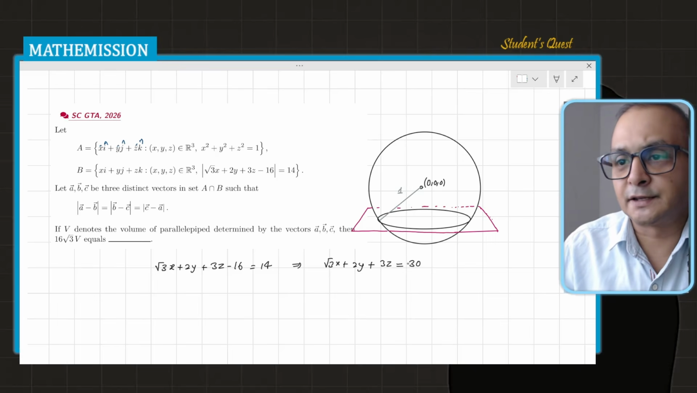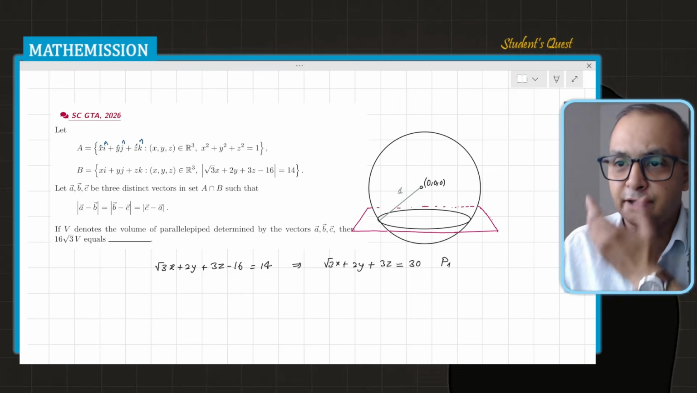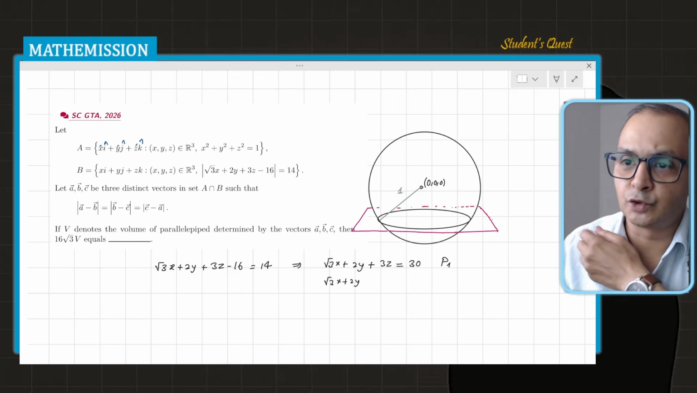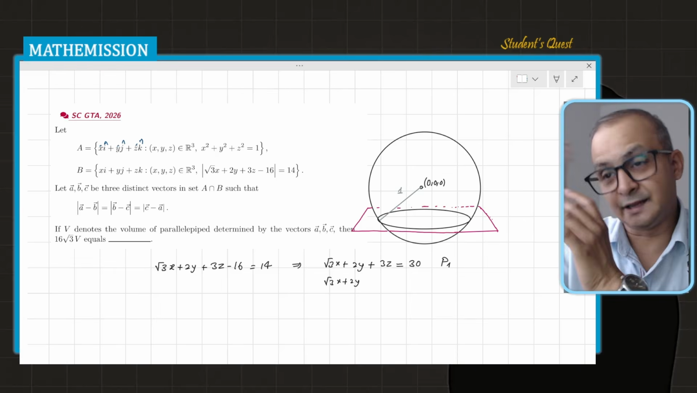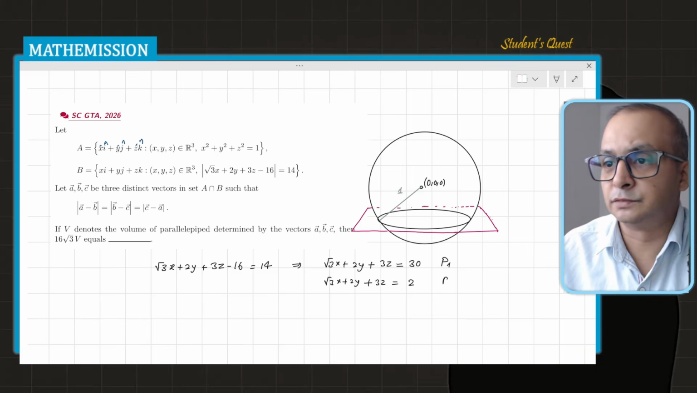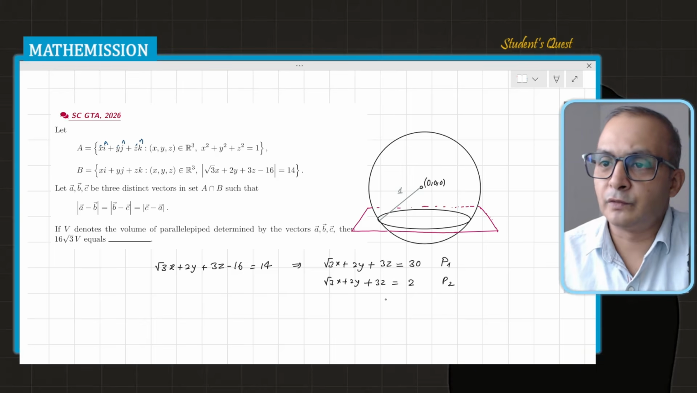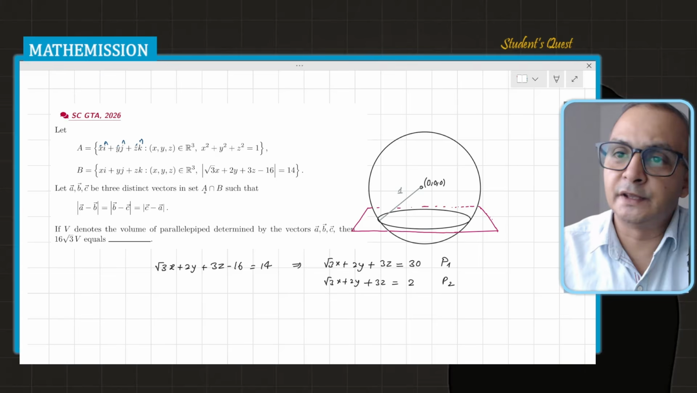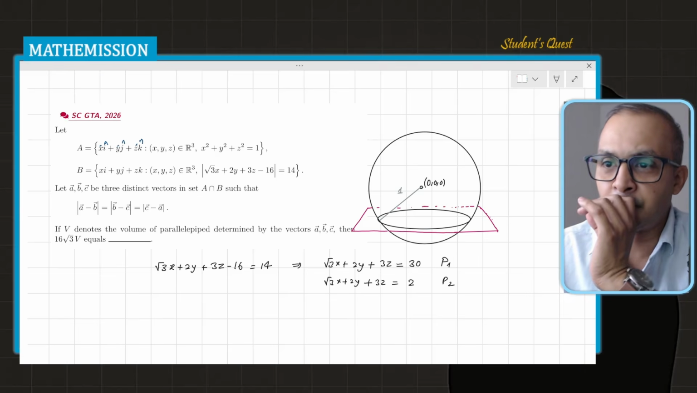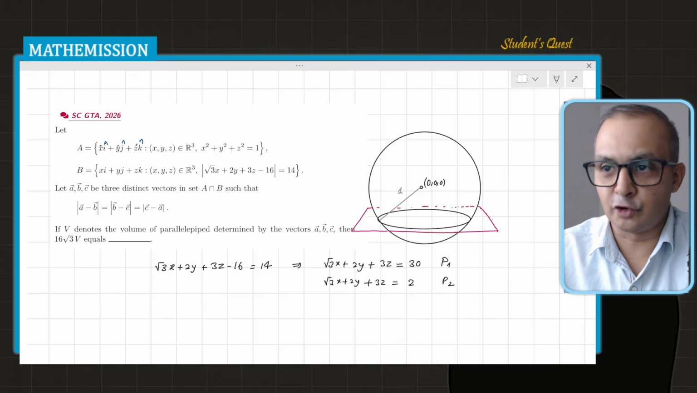This is, let's say, plane 1. The other will be, if you take the minus sign here, root 3x plus 2y plus 3z minus 16 equals minus 14, so plus 2 will come, plus 3z is equal to 2. This is plane 2. Now we have to identify whether A and B are intersecting, meaning whether the plane and the sphere are intersecting each other or not.